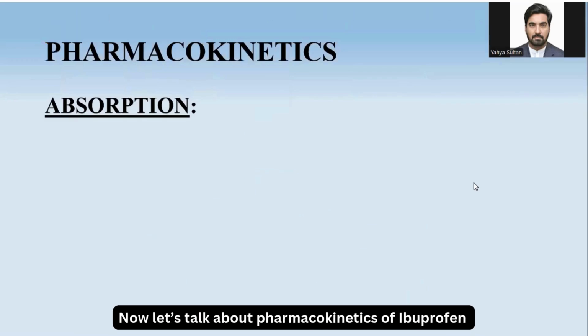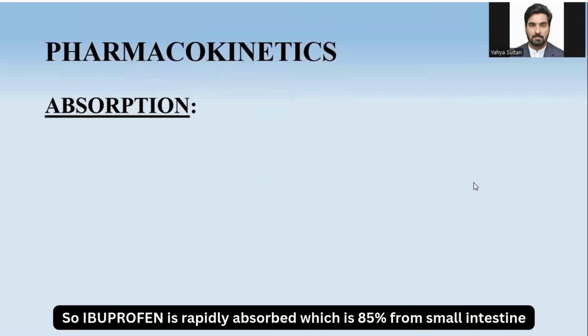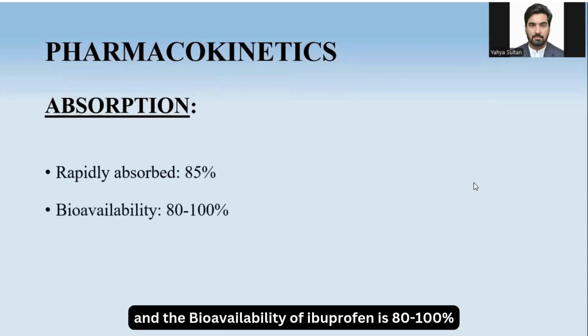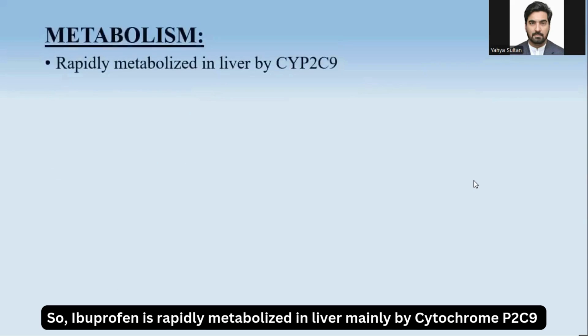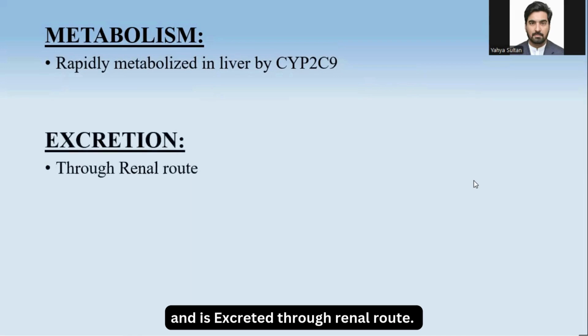Now let's talk about pharmacokinetics of ibuprofen. So ibuprofen is rapidly absorbed, which is 85% from small intestine. The bioavailability of ibuprofen is 80 to 100%. Onset of action is 30 to 60 minutes and duration of action is 4 to 6 hours. So ibuprofen is rapidly metabolized in liver mainly by cytochrome P2C9 and is excreted through renal route.